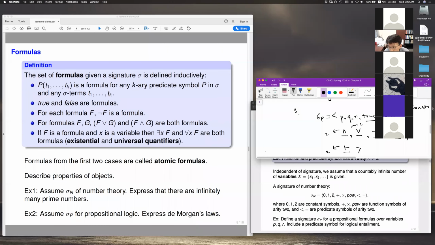Okay, so let me answer both questions. For the first question, the signature for number theory, we can write it like so. Let's first think about saying x is a prime number.